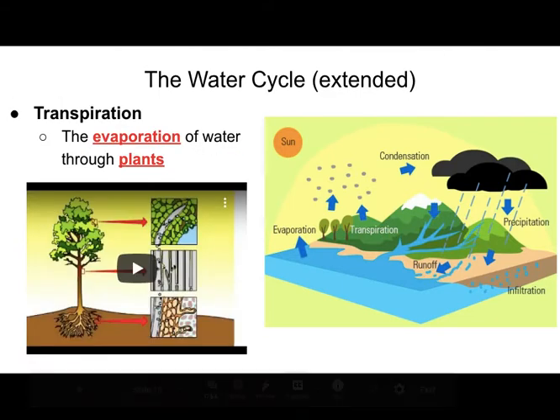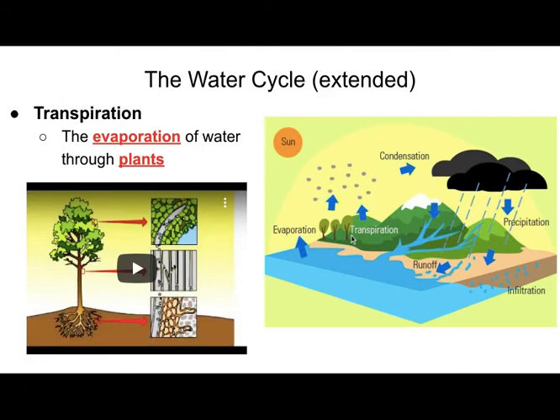The first one is called transpiration. Transpiration, I like to think of it as plant sweat. Transpiration is the evaporation of water through plants. Some people like to think of it as TR. Transpiration starts with a TR. Trees starts with a TR.